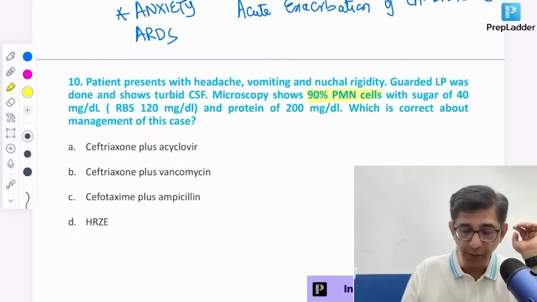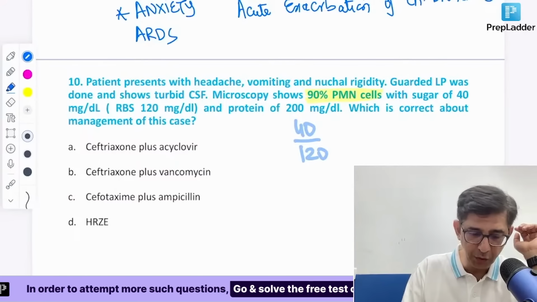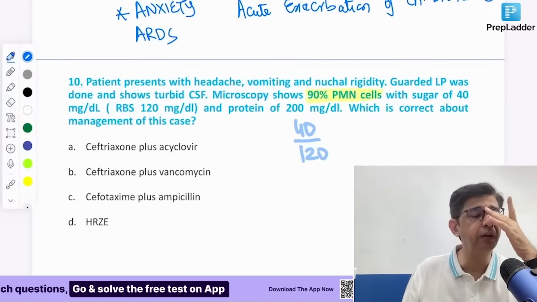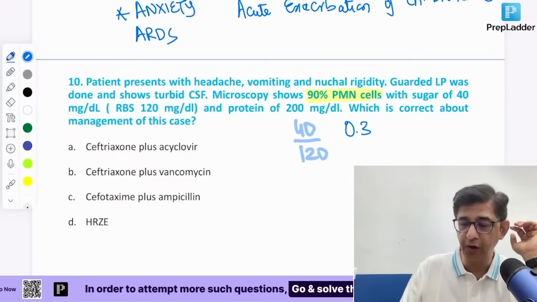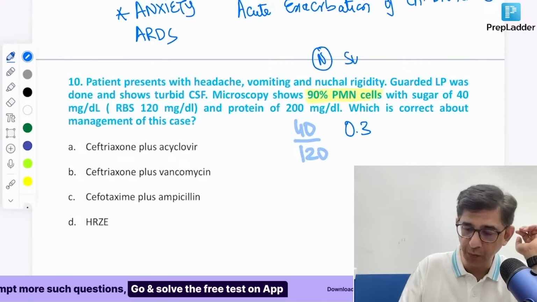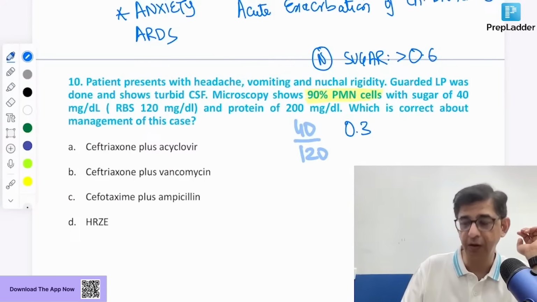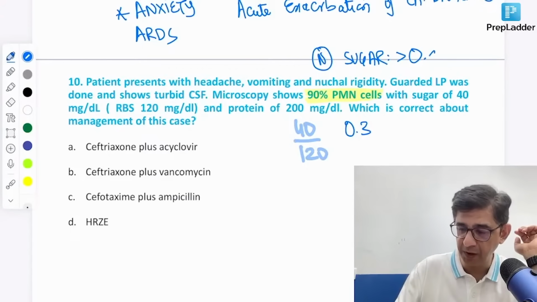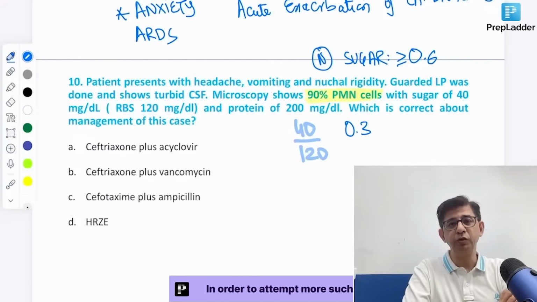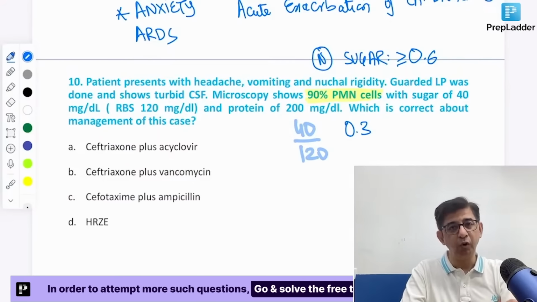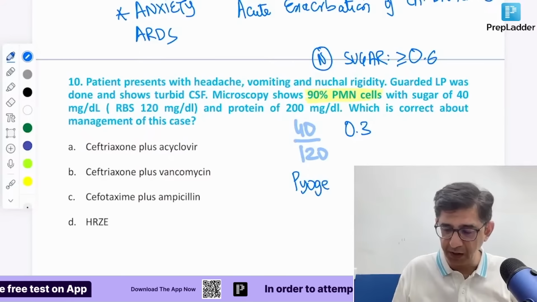Sugar is only 0.3. If you look at the maths here, it is 40 divided by 120. The value of sugar in this patient's CSF is only 40 and the actual value in the blood is 120, so the ratio is 0.3. Normally, as I have taught you, in a normal person the CSF sugar ratio should be more than 0.6. This person is having hypoglycorrhachia. This is 40 by 120, that is 0.3. Therefore there is less sugar present and protein is elevated. So the diagnosis is acute bacterial meningitis. The chap is having pyogenic meningitis.